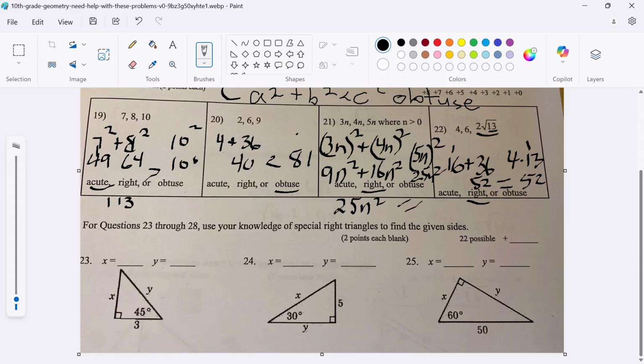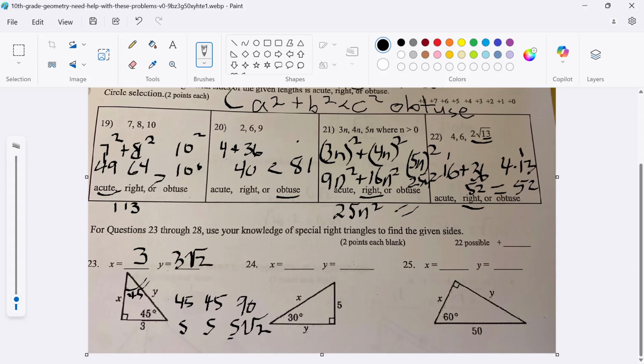Questions 23 through 28, use your knowledge of special right triangles. Well, here's a right triangle that has a 45. If it has one 45-degree angle, it has to have two 45-degree angles. And to be a special right triangle, the sides are 1, 1, square root of 2. Sometimes they just write 1, 1, and then square root of 2. But anyway, if this angle is 45, so is this one. Side opposite 45 is 3, so x is 3. And the side opposite 90 is the side times square root of 2, or 3 square root of 2.